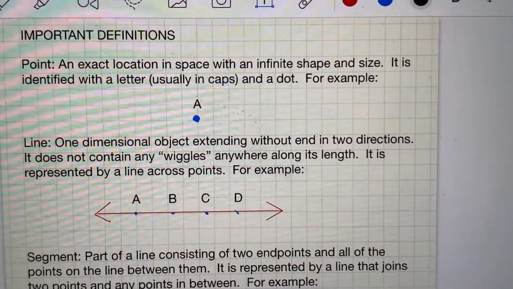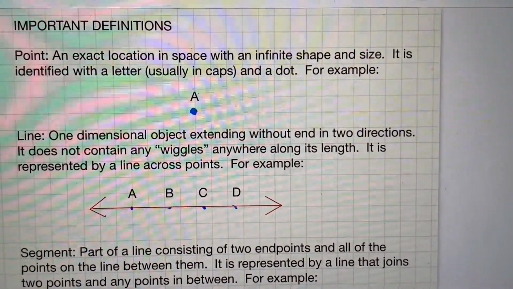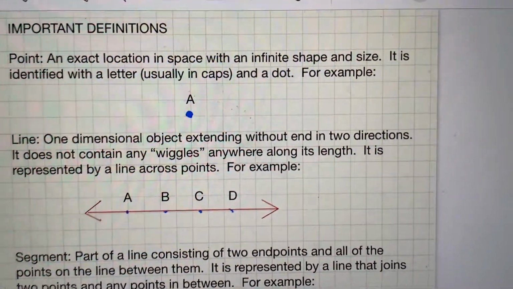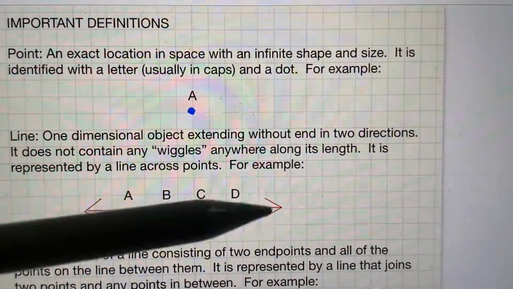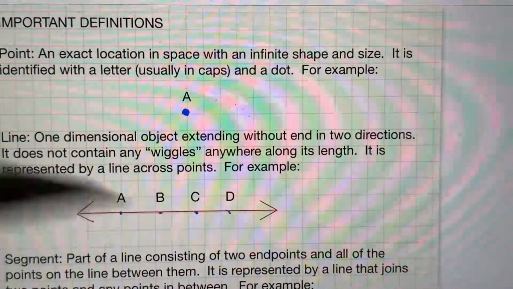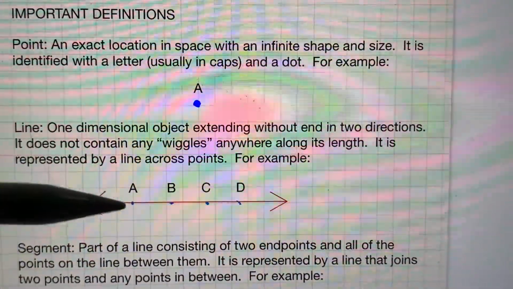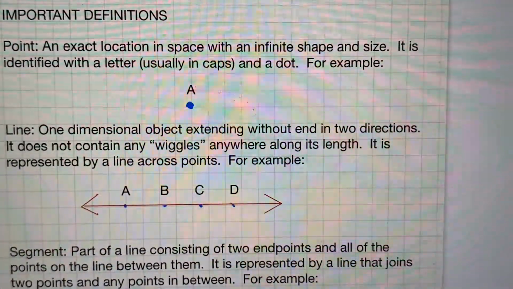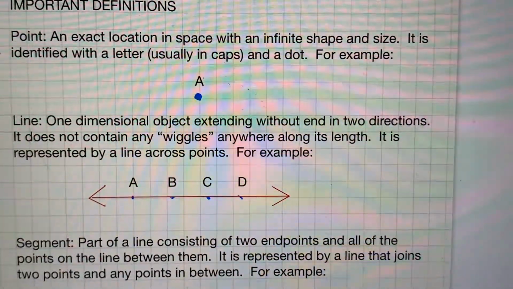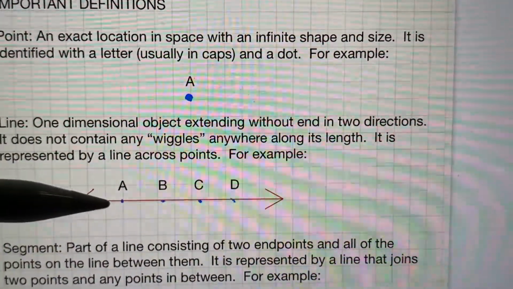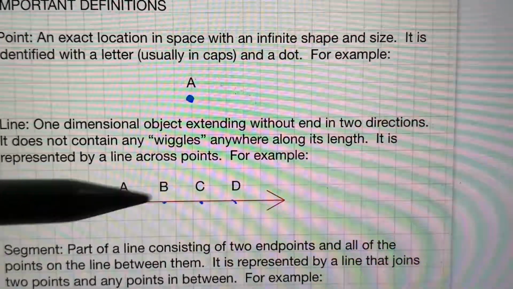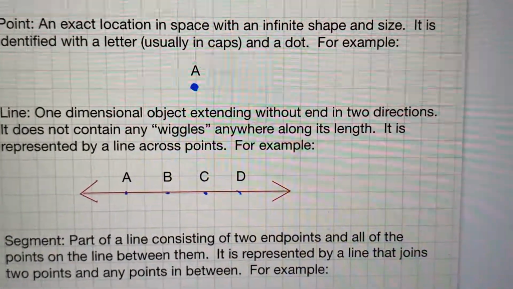Then we have a line, which is a one-dimensional object extending without end in two directions. As you can observe here in my example, I have a line. It does not contain any wiggles, meaning bends along the line, and is represented by a line across points. So you can see that I am crossing various points with that line.